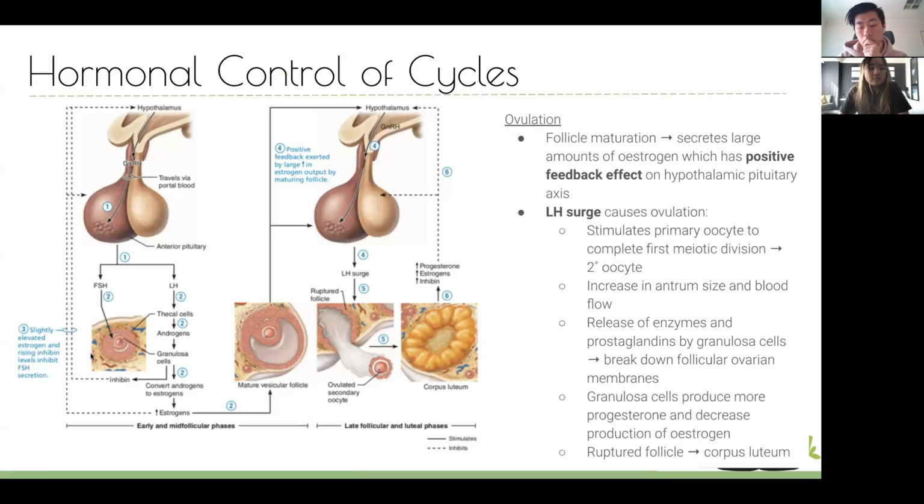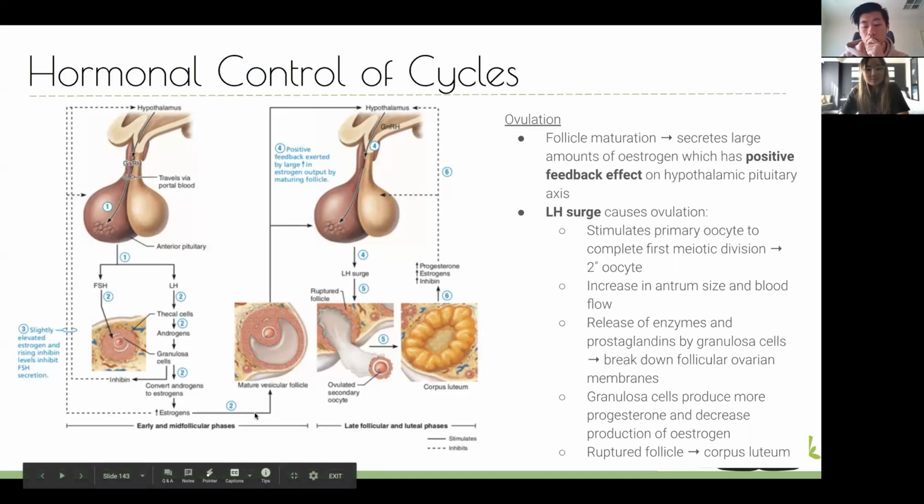And then as the follicle matures, you have more and more estrogen, which ends up having a positive feedback effect on your hypothalamic pituitary axis. Hence, you get an increase in your LH, and that causes ovulation. Yeah, that is a summary. You don't have to know all that. I thought I'd just put it in.